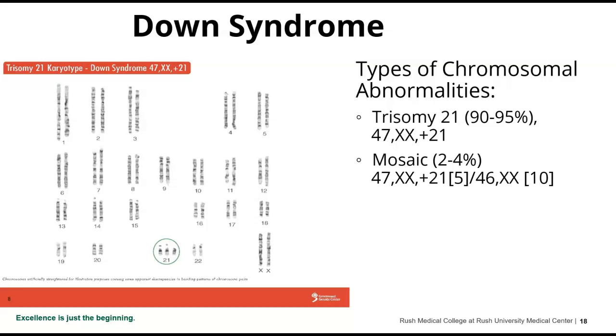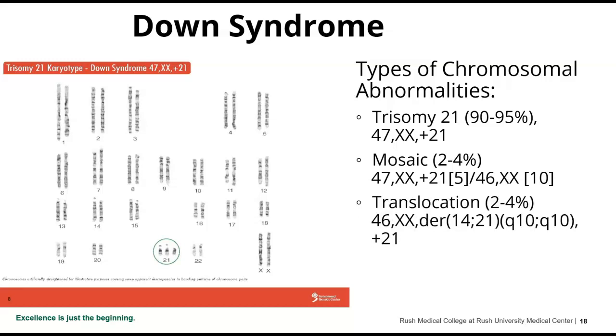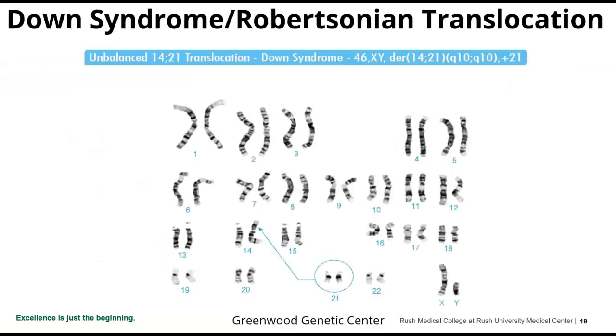The higher the amount of the normal cells, the more mild the phenotype. But it's also, all the cells are different, so it might depend on the organ where it has a higher percentage of mosaicism. And finally, a translocation occurs in about 2 to 4%. So if you have an individual with Down syndrome, 95% of the time they're going to look like this. 2 to 4% they can have mosaicism. I'm going to talk about a translocation in the next slide, but the only one of these that would result in a milder phenotype is mosaicism.